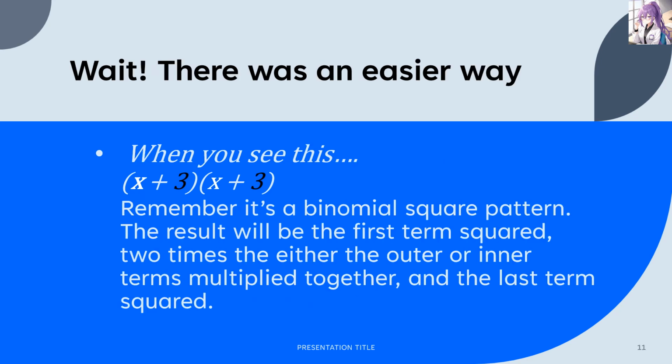But wait, Mad Computer Scientist, wasn't there an easier way to do that? For this particular problem, there was. If you notice that this fits into the binomial squares pattern, you can use that instead. The binomial squares pattern occurs when we have a binomial multiplied by itself, or raised to the power of 2. In this case, the first term is going to be the first term squared, the product of the outer or inner terms multiplied together will be doubled, and the last term will be the last term squared.